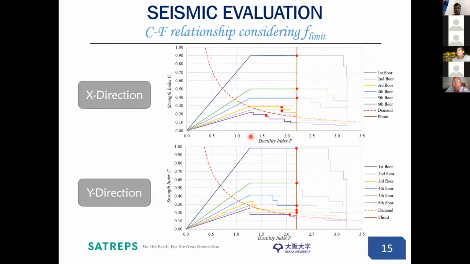If you look closely, there is actually one floor in one direction. This is the first floor, in the X direction, shown in this particular figure, that is actually below the demand curve. So this is actually not safe. Other floors are over the demand curve, so they are safe even after considering that penalized limit. And similarly for the Y direction, everything is slightly over the demand curve. The first floor is just marginally above, and other floors have some safety margin.